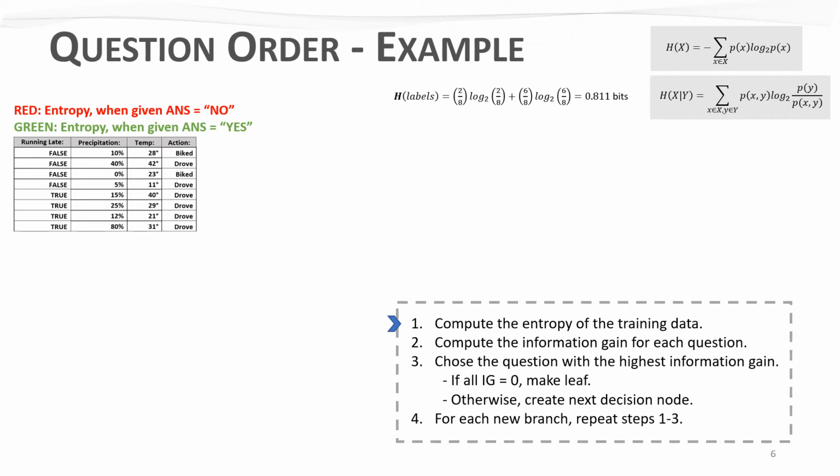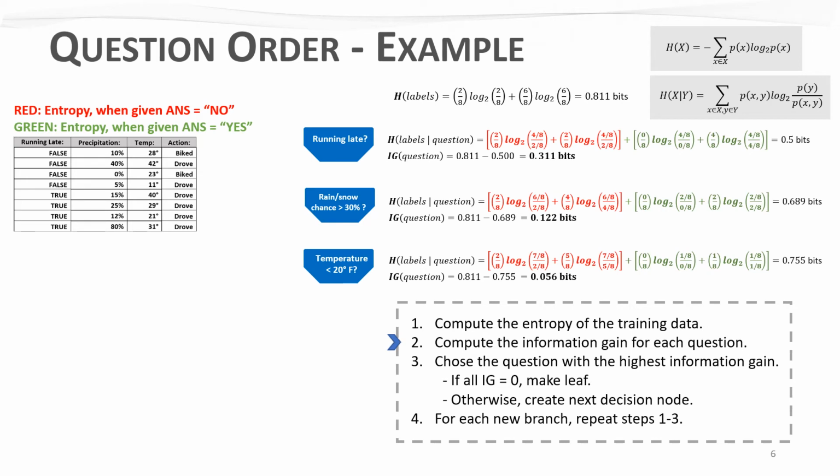Next, we'll compute the information gain for each question. Let's walk through this. For the first question, the answer is no 4/8 of the time. This corresponds to these values in the equation. The answer to the first question is yes 4/8 of the time as well. That corresponds to these values in the equation. In other words, P of y has two values, 4/8 and 4/8. One value for no in red and one value for yes in green.